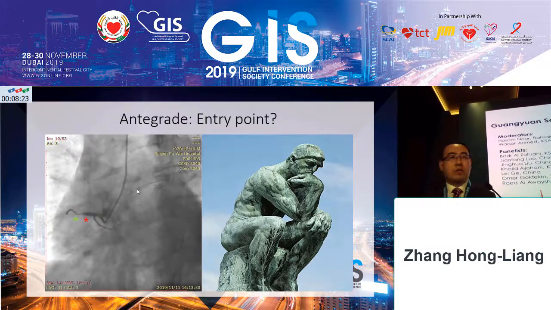But for the antegrade approach for this patient, the first thing we need to make clear is where the entry point is. Do you think the entry point is at the green star or at the red star? Who thinks the entry point is at the green star? Please raise up your hand. All the doctors think the entry point is at the red star.